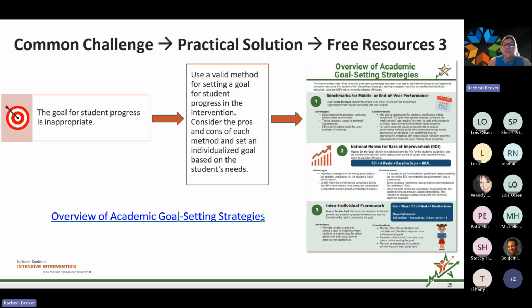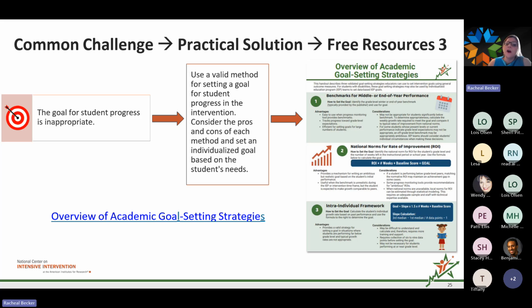behind. The second goal setting strategy is the rate of improvement, or ROI is what it's referred to sometimes. This uses typical weekly growth, where you take the student's baseline and project growth over time. This helps set goals that are realistic but still ambitious and looking to close that achievement gap.